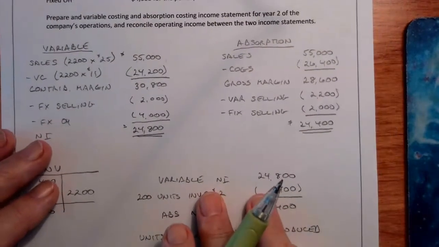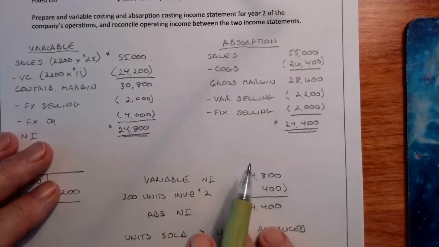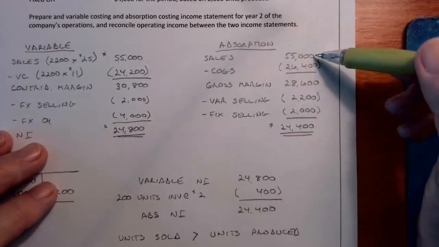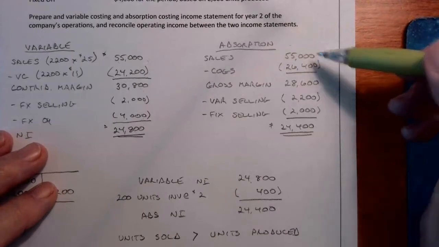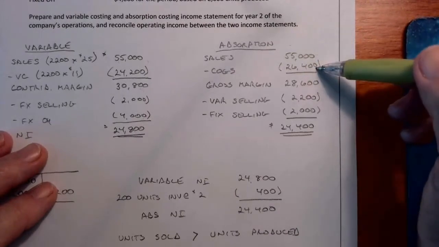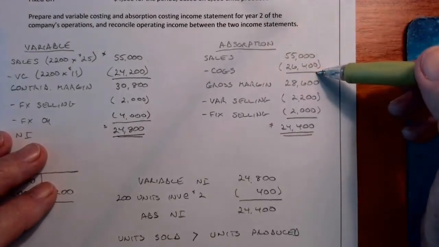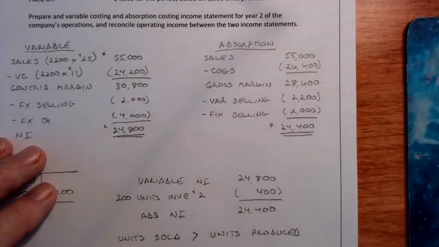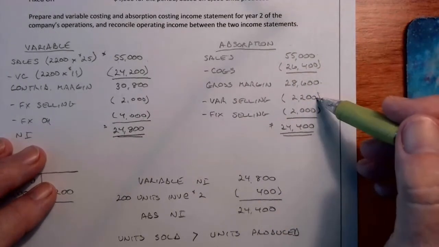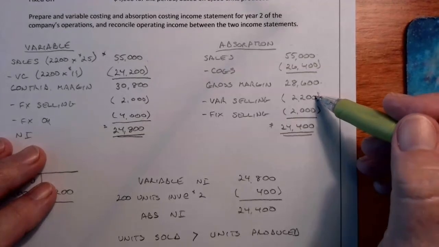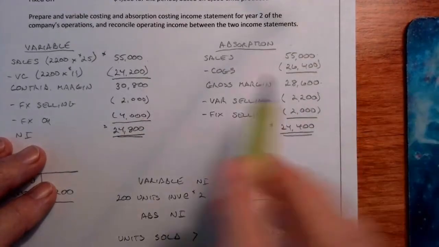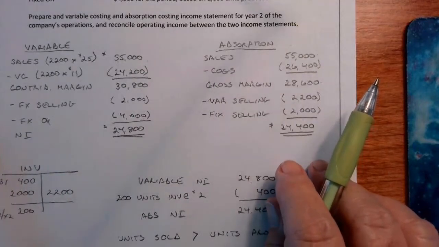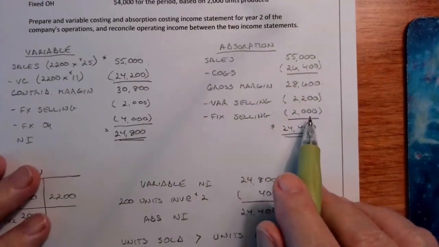Okay, so now let's go to absorption. I wish I could see your faces, and I knew if there were any questions there. But sales are 55,000. Cost of goods sold is 26,400, because we figured it out up above. So my gross margin is 28,600. Variable selling is 2,200, $1 per unit. Variable selling was up here before, it was in the variable cost. And then fixed selling is 2,000.